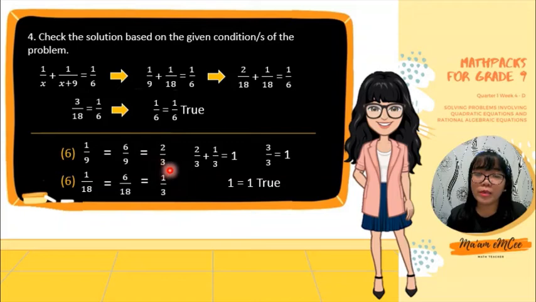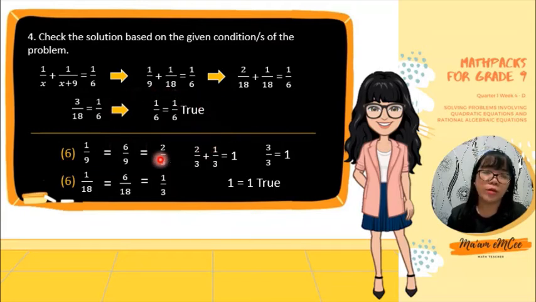Again, 2/3 is the part of the work done by Zamiel in a day for 6 days. And then 1/3 is the part of the work done by Michelle in 6 days. So if we add these, they will be finishing the job. That means they will be finishing the one whole job. So if we add these two, that should be equal to 1.